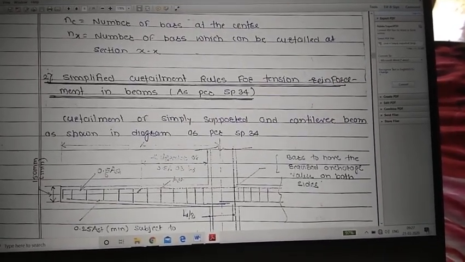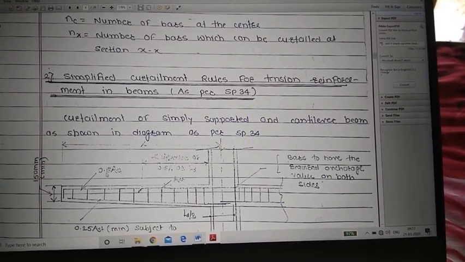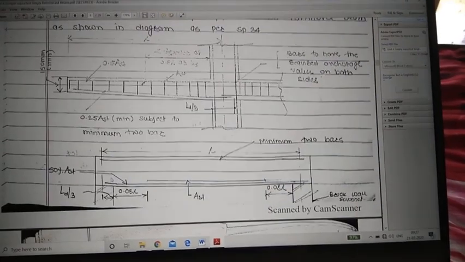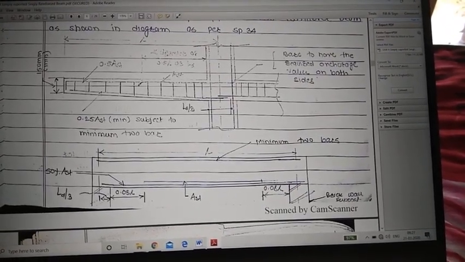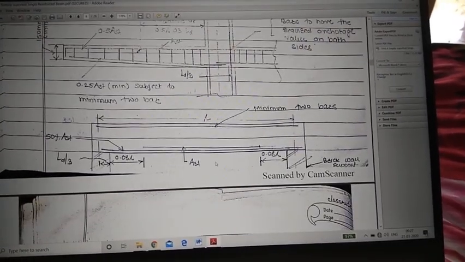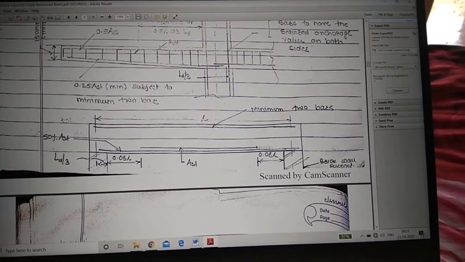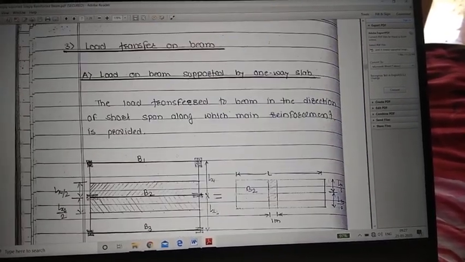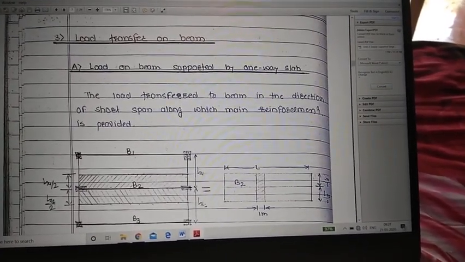Okay, this is a simplified curtailment rule for the tension reinforcement in beam as per SP34. So SP34 has given reinforcement detailing of cantilever beam and simply supported beam, and how you consider the distance of the curtailment bar from the supports. Then, load transfer on beam.